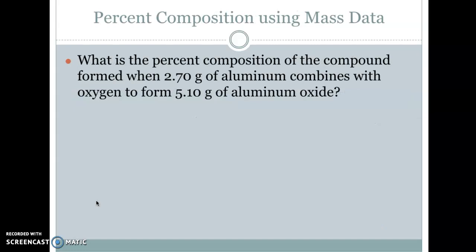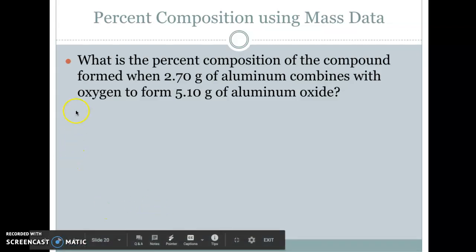Here's the first type of problem: figuring out the percent composition using mass data. With this type of problem, we don't need the molar masses from the periodic table. We just use the information that's given in the problem. For this example: what is the percent composition of the compound formed when 2.70 grams of aluminum combines with oxygen to form 5.10 grams of aluminum oxide?